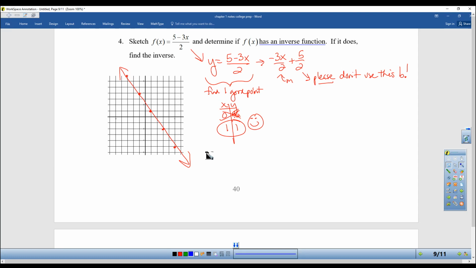Let's do the inverse in blue. On the inverse, I'm going to switch x and y. X is equal to (5 minus 3y) over 2. Some of you are choosing to do it graphically. That's okay.